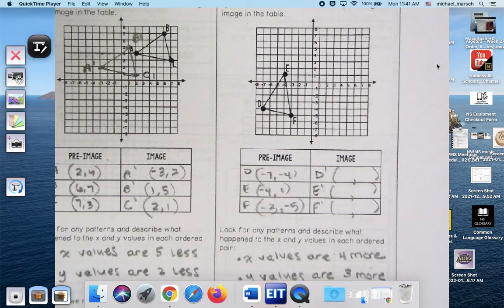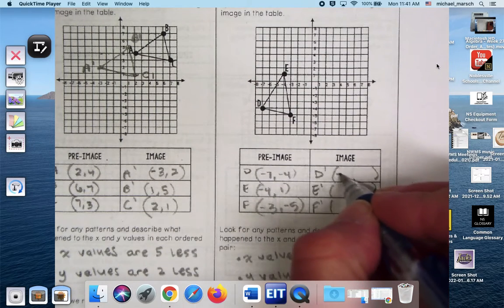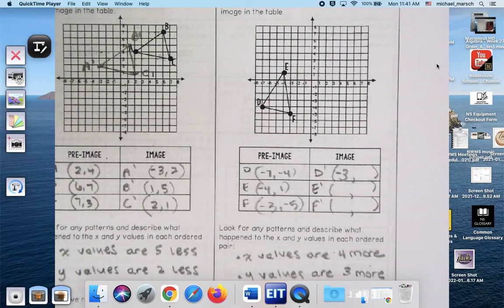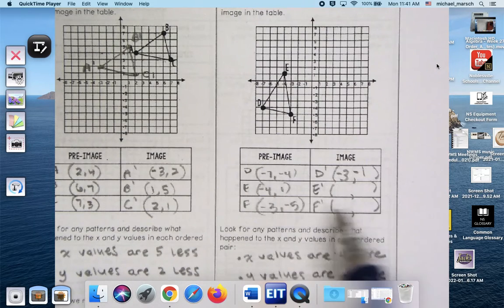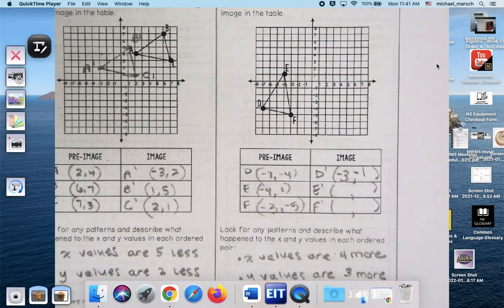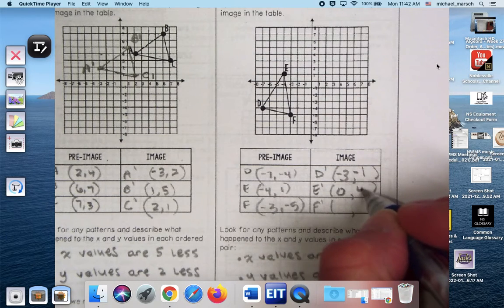What as in? -3, good. What would the y value be for D prime if it's add 3? -1, good. How about for E prime? What will my x value be? 0. What will my y value be? 4.